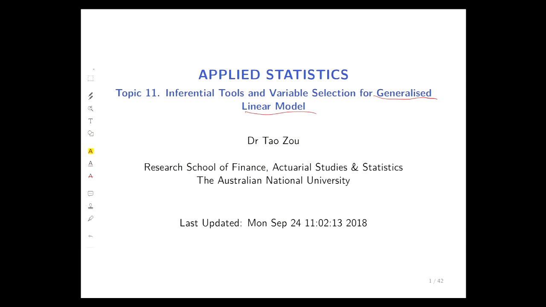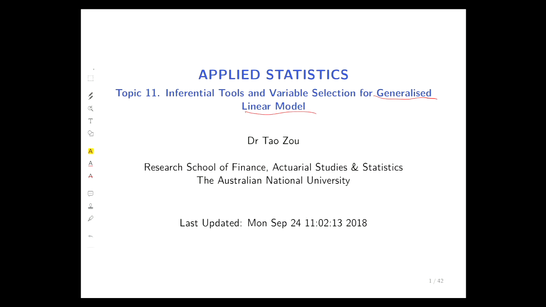So in the previous lecture, basically we were talking about the inferential tools and the variable selection for generalized linear models. What I need to emphasize here is that these inferential tools can be used for the logistic regression model we have already talked about, for the binary response variable, and also all the inferential tools and the variable selection methods in this topic can be applied in the more generalized linear models. So that means we can also use those inferential tools in the later topics.